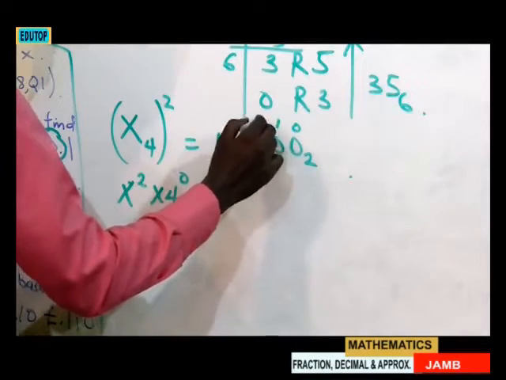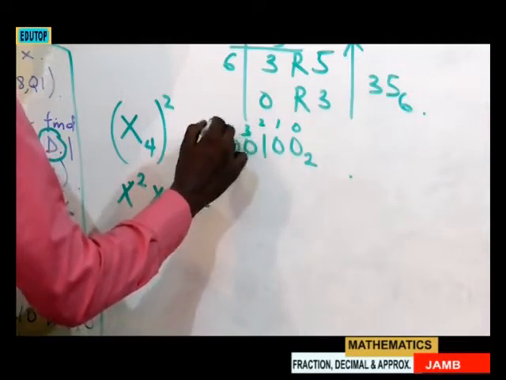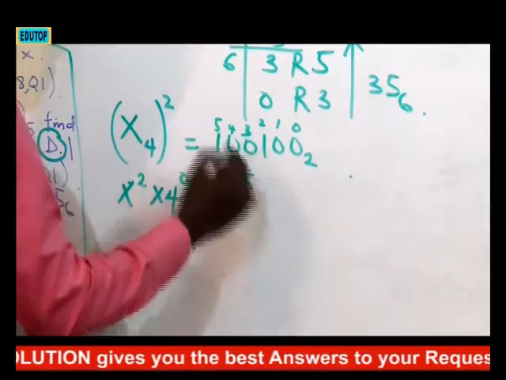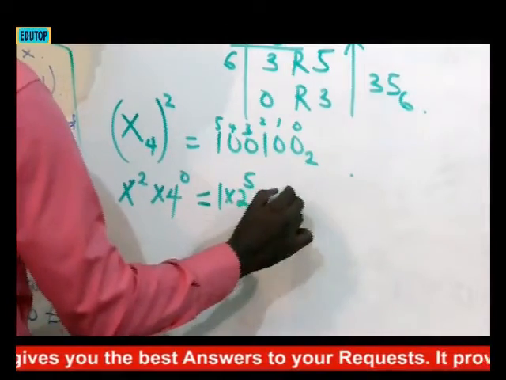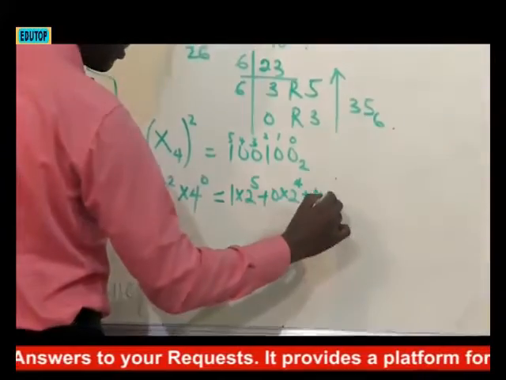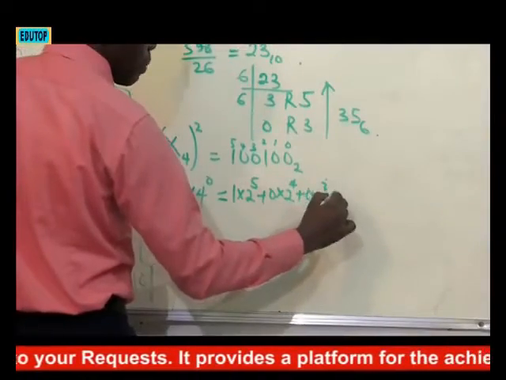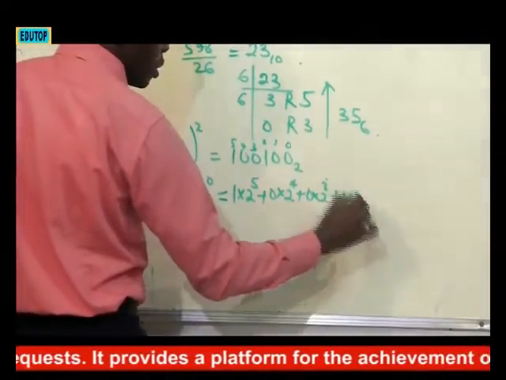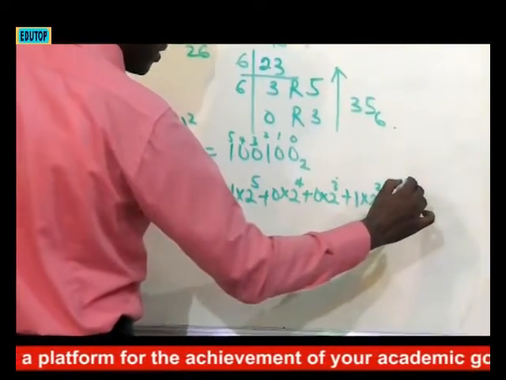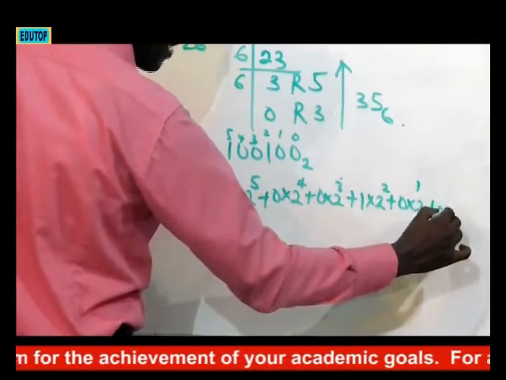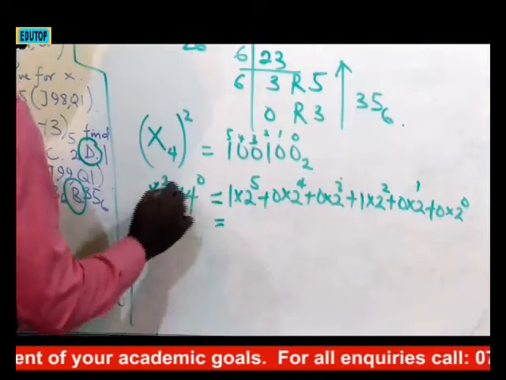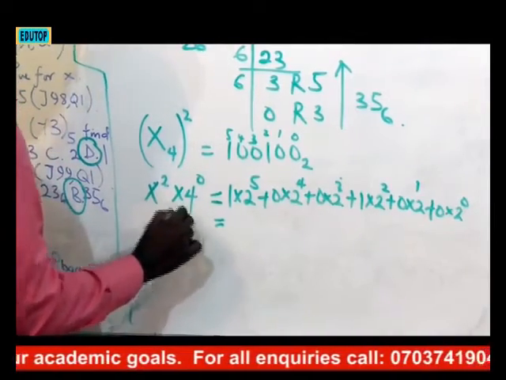0, 1, 2, 3, 4, 5. So I have 1 times 2, which is the base, raised to power the number on it, 5, plus 0 times 2 raised to power the number on it 4, plus 0 times 2 raised to power the number on it 3, plus 1 times 2 raised to power the number on it 2, plus 0 times 2 raised to power the number on it 1, plus 0 times 2 raised to power the number on it 0. Now I have this one will now be x squared.